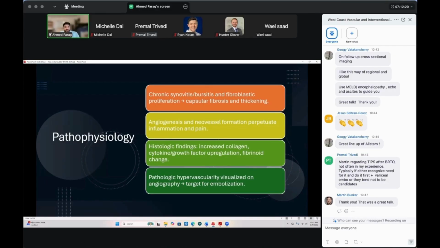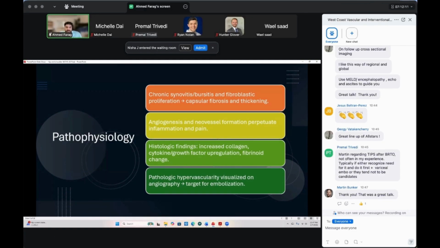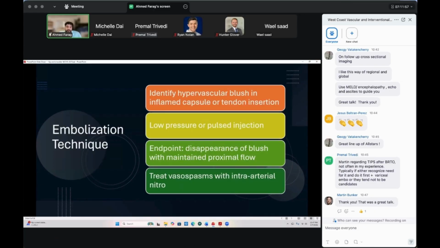So the pathophysiology, we're looking at chronic synovitis and bursitis that's causing fibroblastic proliferation and thickening, and that angiogenesis and abnormal vessels are perpetuating that inflammation and pain. You're going to get increased growth factors and cytokine upregulation, and then that hypervascularity is visualized on angiogram. You usually can see a joint on fire, and that's what we target for embolization.